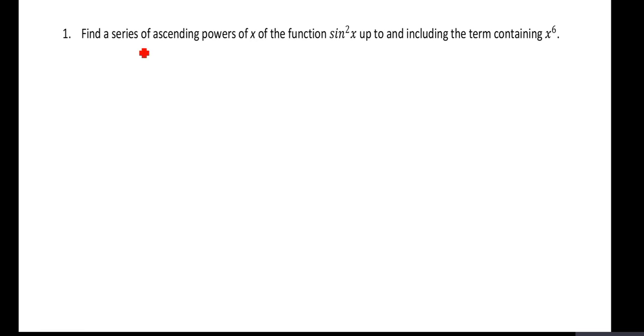So continuing with our examples, in these examples we want to find a series of ascending powers, just different ways in which we can ask questions of the function sine squared of x. And with our series, we can go on to an infinite number of terms. However, in this example, we want to stop at the term containing x to the power 6.